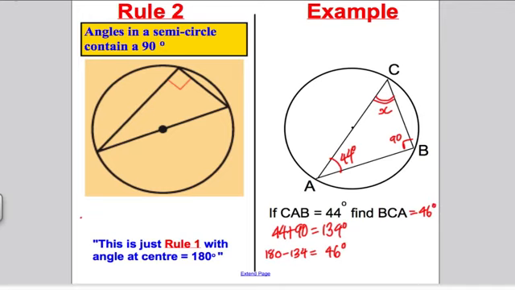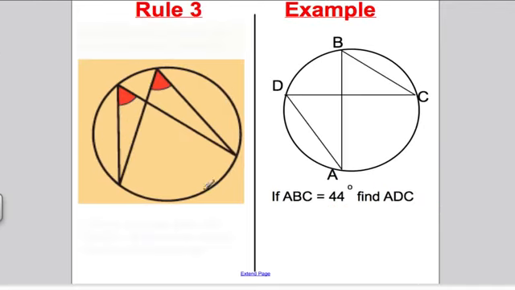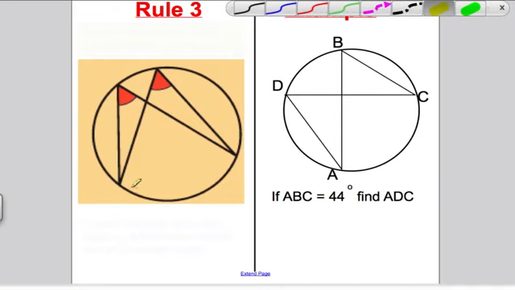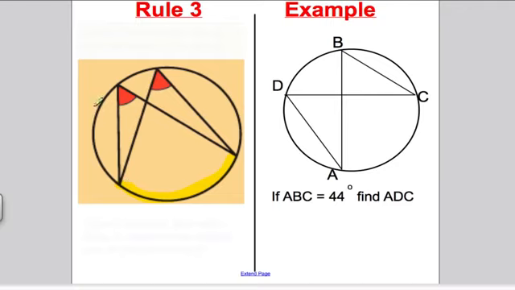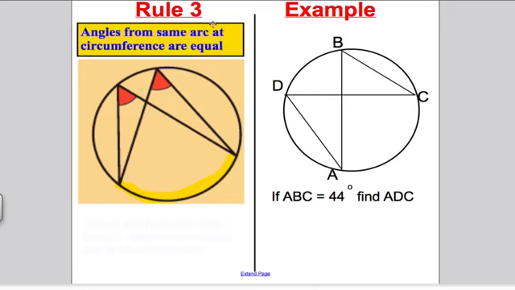Okay, let's move on with a new rule, rule 3 here. Here's a picture for rule 3, and what rule 3 says is that if you have an arc like this, then any angle you draw coming out of that arc at the circumference will be the same. So these two red ones are the same. And the way we phrase it: angles from the same arc at circumference are equal.